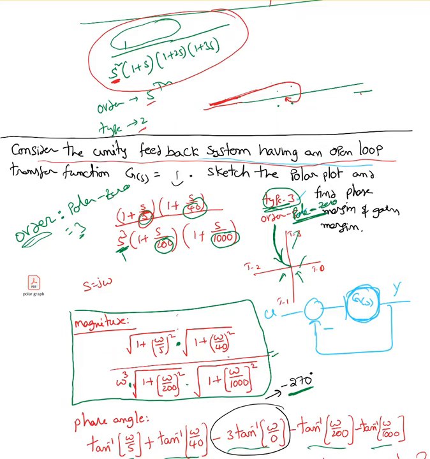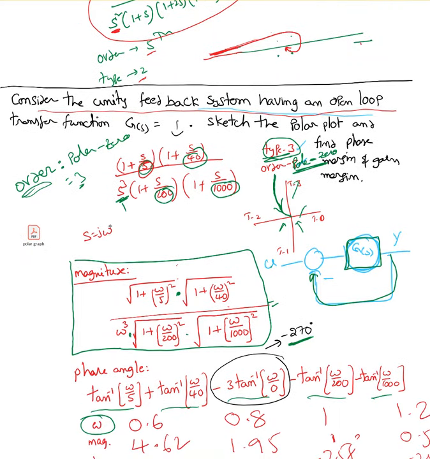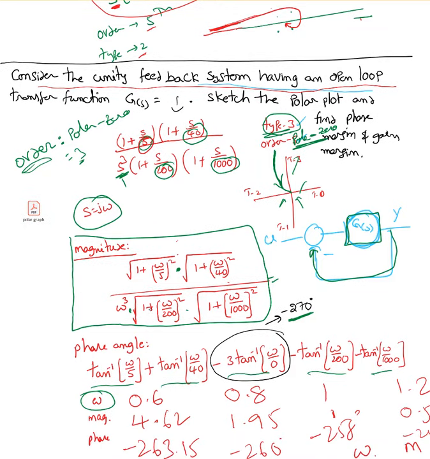Now here it's mentioned it's a unity feedback system, so the given G(s) is this. Okay, and unity feedback system, that's U and Y, that's the whole transfer function. Now we'll find magnitude. So I'm going to substitute s equal to j omega. So magnitude is nothing but square root of 1 plus (omega over 5) whole square times square root of 1 plus (omega over 40) whole square, divided by omega cube times square root of 1 plus (omega over 200) square and times square root of 1 plus (omega over 1000) square.